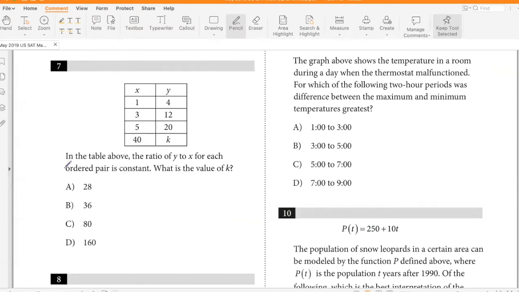In the table above, the ratio of y to x for each ordered pair is constant. What is the value of k? So the ratio of y to x is 4. So k over 40 should be 4. So k is 160.